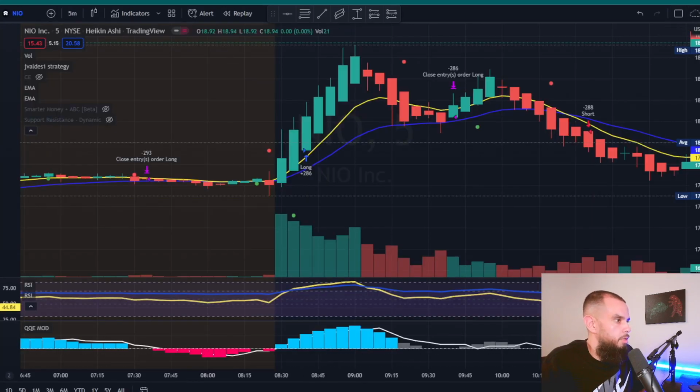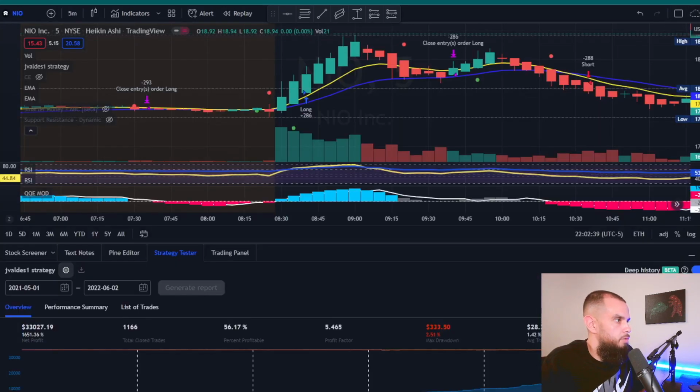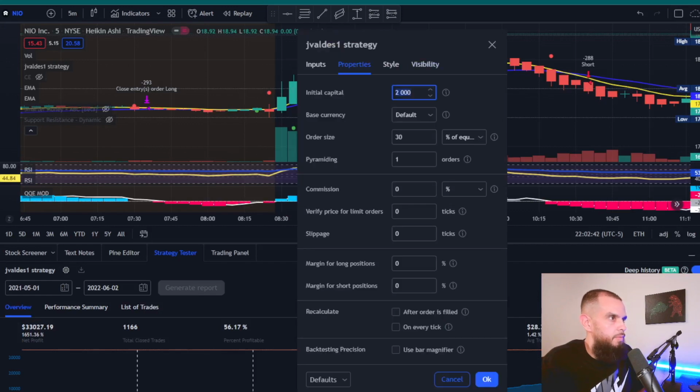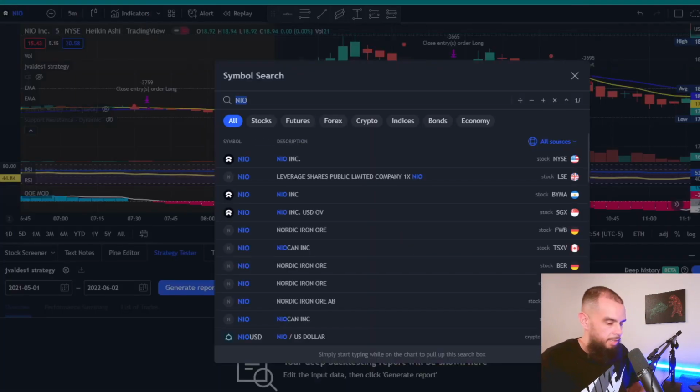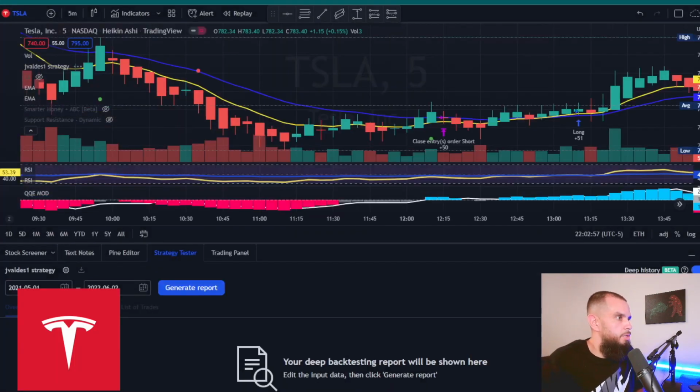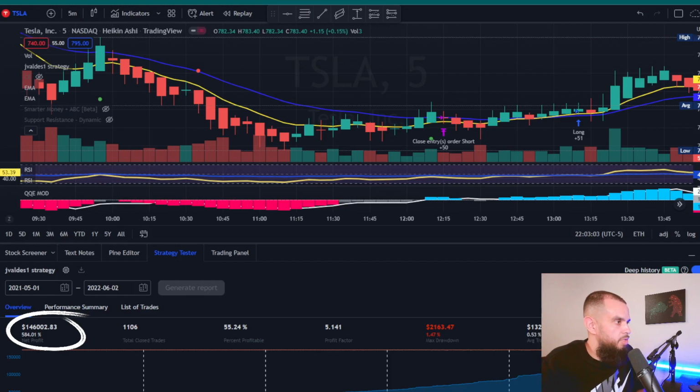So let me adjust it, put it back to mine. I have a $50,000 account, but we'll do, let's say 25,000. Maybe that's like the average account, and 30%. And let's try another stock. Let's say Tesla. Let's generate the report. 584% potential gains over 1 year. That's 1,100 trades. That's a lot of trades. You pay a lot of commission, but it's consistent wins.